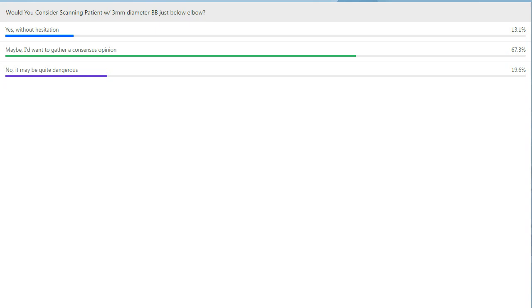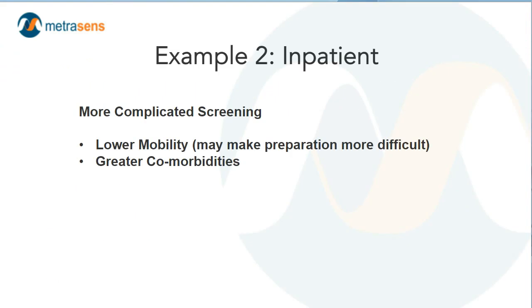Let's do another example, but this time let's take an inpatient. Now, inpatients as a cohort tend to be a little bit more complicated in terms of screening, in part because if they're inpatients, there's something wrong with them, so we can presume a greater frequency of comorbidities. They also have lower mobility themselves, which can, depending on the study, depending on the patient, make patient preparation or the physical screening piece of it a little bit more difficult to achieve. So let's take an inpatient.